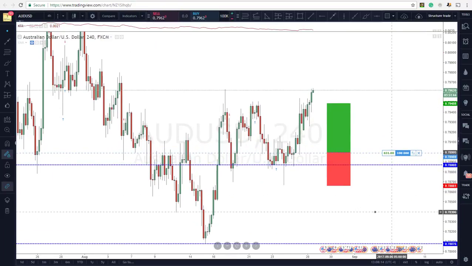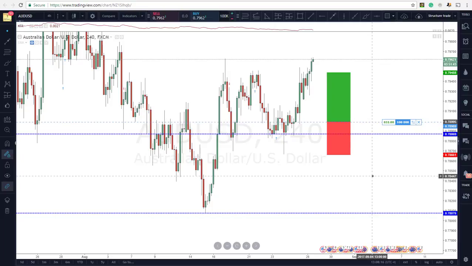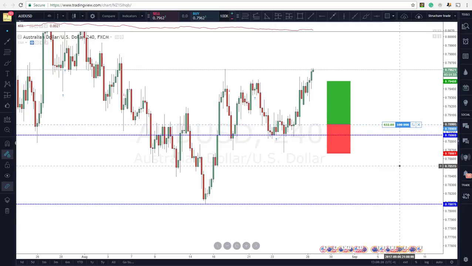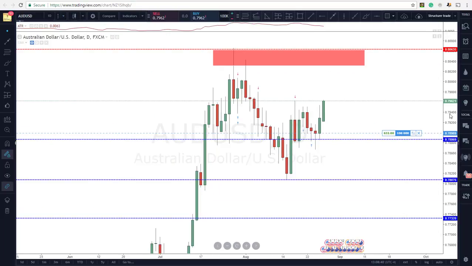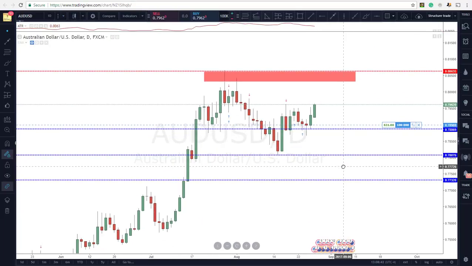So that's a little bit about what has happened here on the Aussie dollar and some of the things that we looked at previously in last week's structure-based trading video. Now let's go ahead and take a look at what we can expect next out of this market. So let's zoom back out to the daily chart. And here on the Aussie dollar, we're going to be looking for a couple of different things.